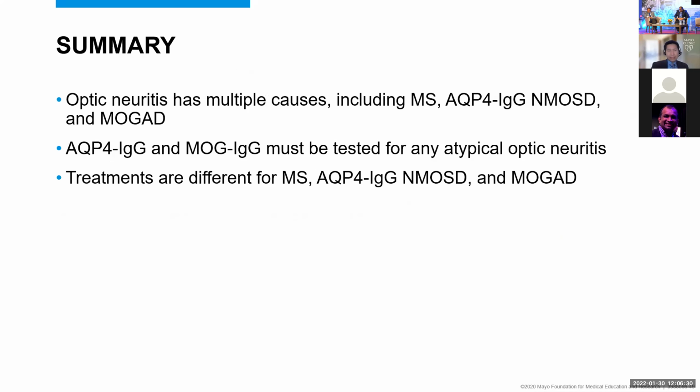So hopefully from this talk, you can clearly see that you've got to think about MS, aquaporin-4 NMO, and MOGAD quite differently. And these biomarkers really have to be tested for any atypical optic neuritis because it not only changes prognosis, but most importantly, really changes treatment.